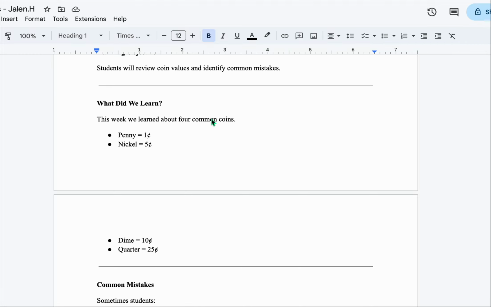So this week, which is when the lesson plan was for our students, I'd break it down over a couple days. We learned about our 4 common coins: the penny, which is 1 cent, the nickel, that's 5 cents, the dime, that's 10 cents, and the quarter, that's 25 cents.